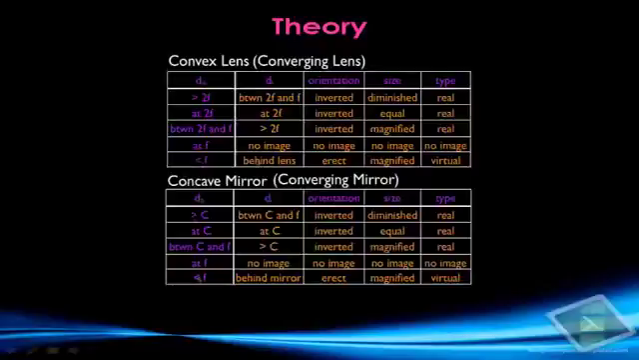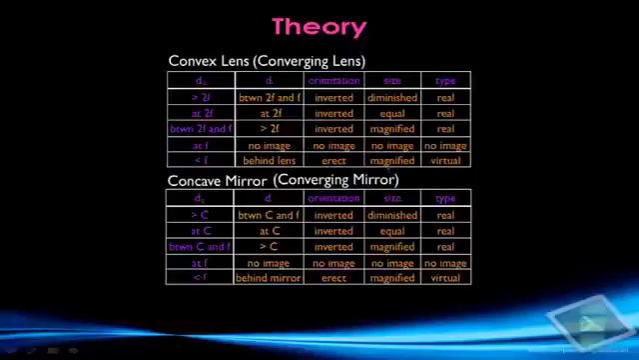When you're inside of F, the orientation is erect or upright. When you're inside of F, the orientation is erect. When you're inside of F, the image is magnified, and it's a virtual image. Same thing here, magnified and virtual.